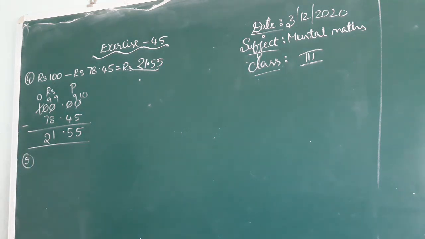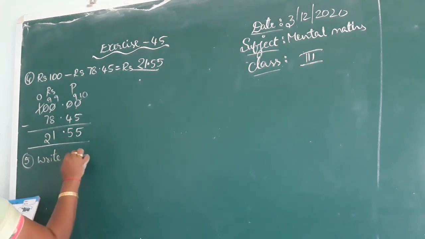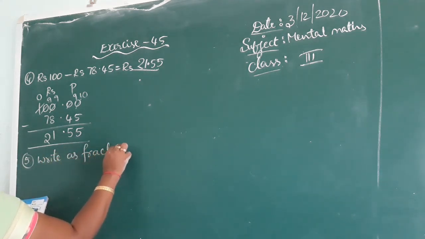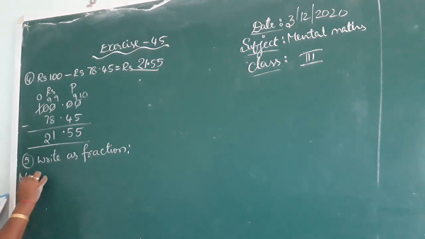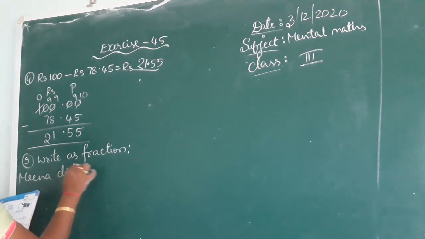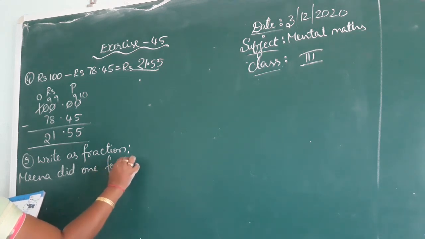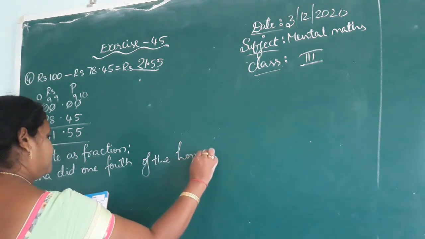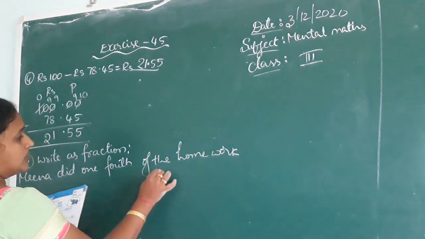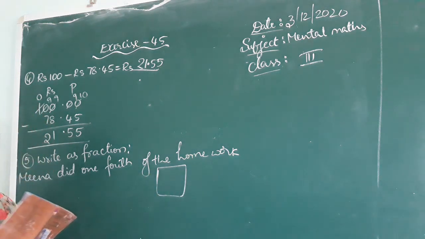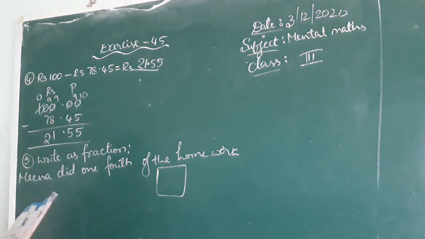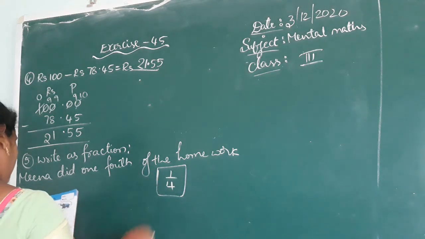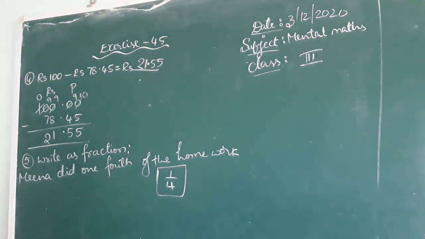Meena did 1/4 of her homework. They are asking us to write it in fraction form. Write as fraction. What do you have to write as a fraction? Meena did 1/4 of the homework. 1/4 of the homework means 1/4. 1/4 means 1 by 4.